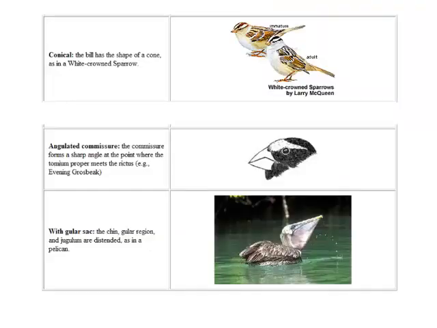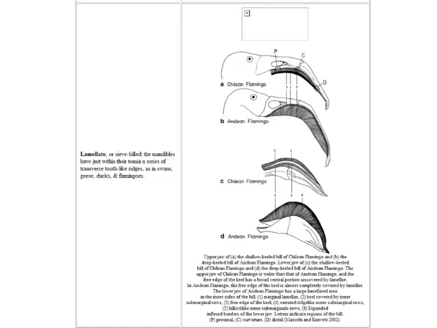Conical, there's a cone shape again. Then we have angulated commissure. The commissure is a line between the upper and lower mandible. This one's obviously angulated. There's a gular sac. There's a modification where there's a pouch beneath the lower mandible. Okay, here's that bent bill of a flamingo. It's also a lamellate bill, so it has structures like a whale to sieve fine material from water.